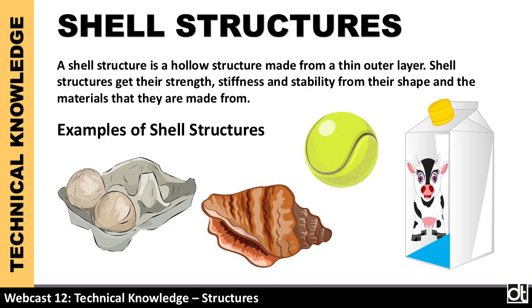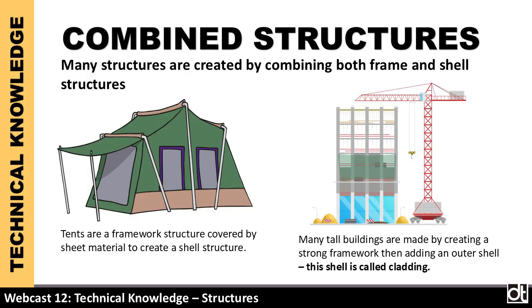Examples of shell structures include egg boxes, seashells, tennis balls and food packaging. Some structures are made by using both framework structures and shell structures combined. A good example of this is a tent. Nowadays, most tall buildings are constructed from a strong framework which is then covered with an outer shell structure which we commonly call cladding.